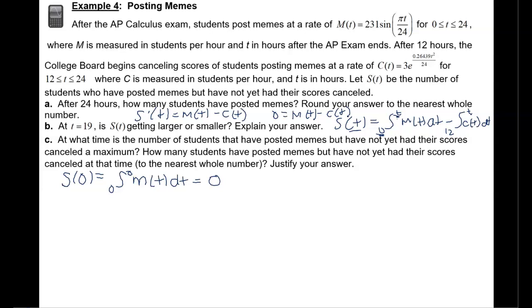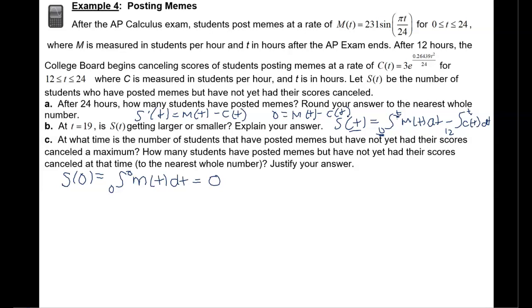When is the derivative of s going to be 0? When m and c are the same. How could I find that? By going to my graph and finding points of intersection. I'm looking for those points. So on my graph, I see 2 points.